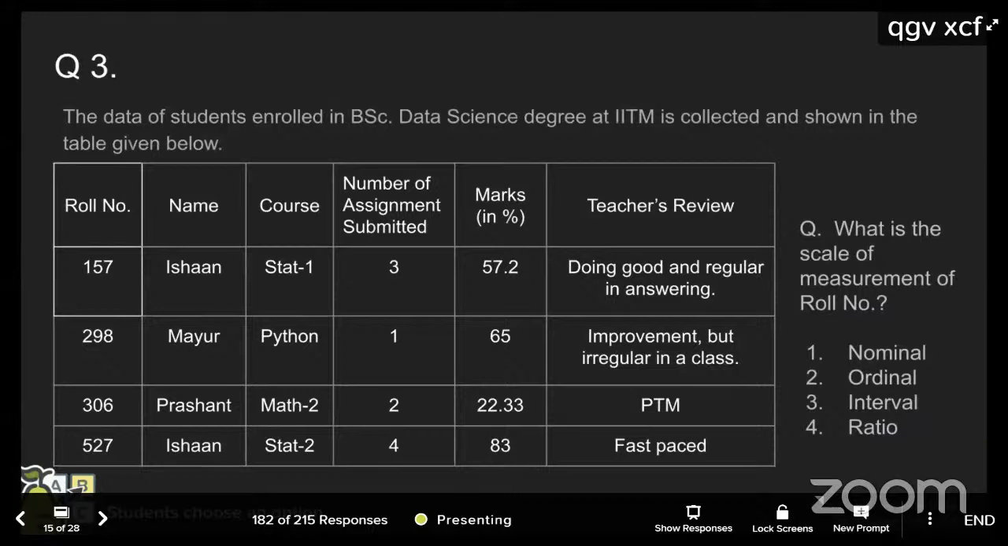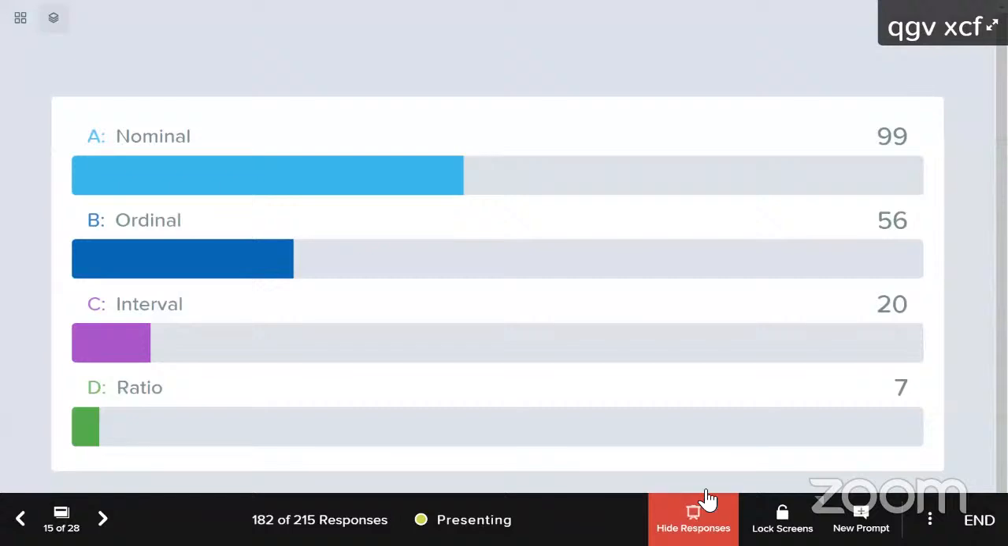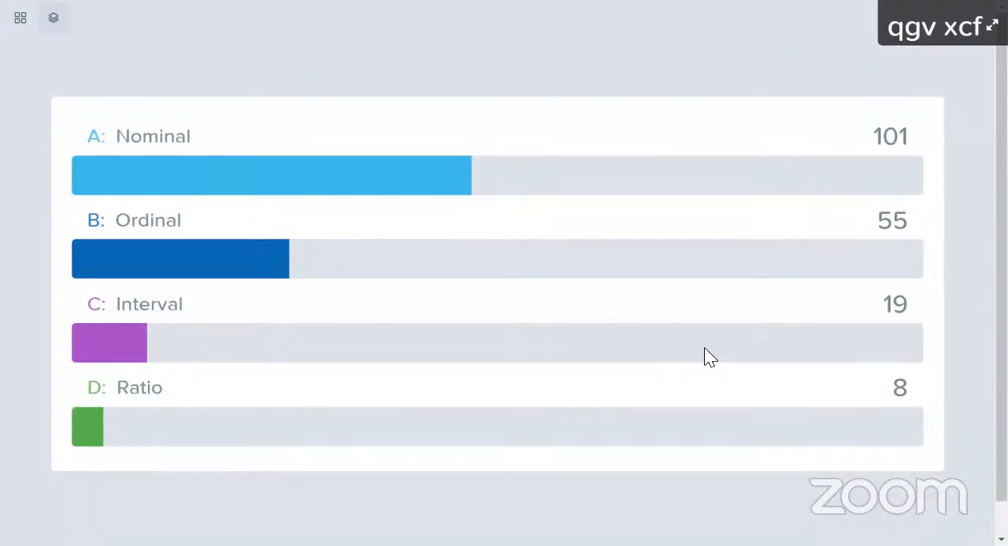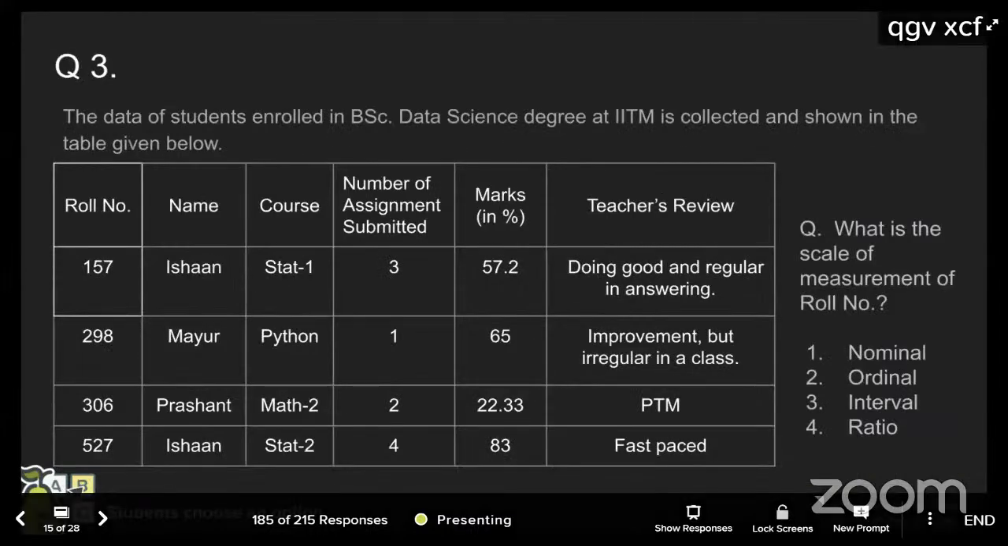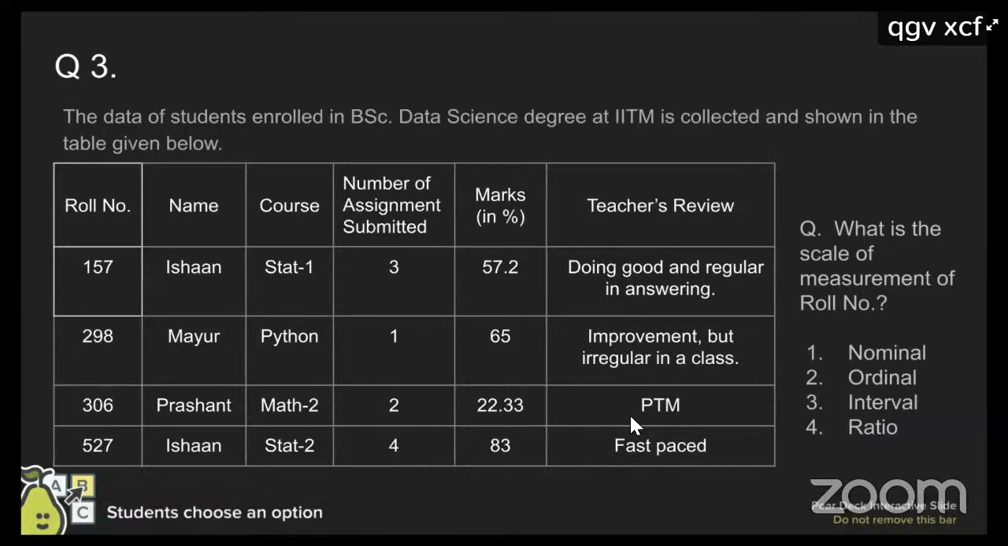Okay. I will move on and discuss. Let me see your responses. 99 people say nominal, 57 say ordinal, 19 say interval, and 8 people are saying something else. See, first of all, what type of data is roll number? Sir, the question is asking about the scale of measurement.